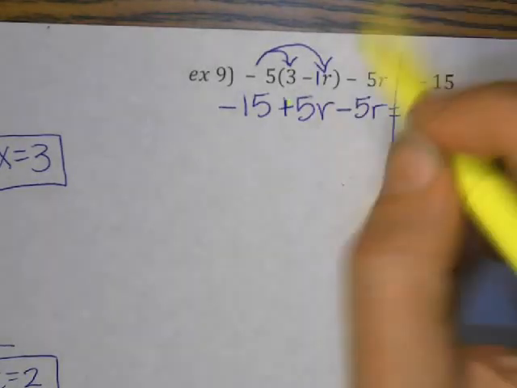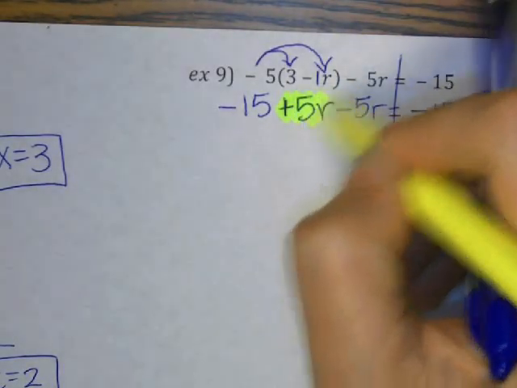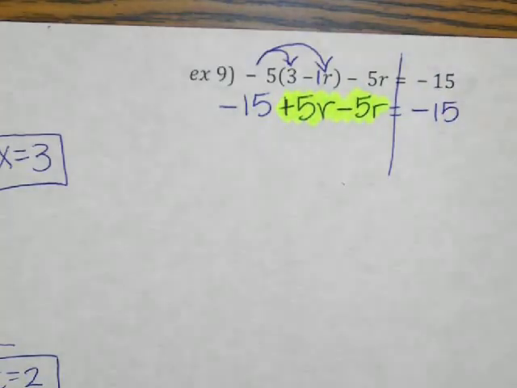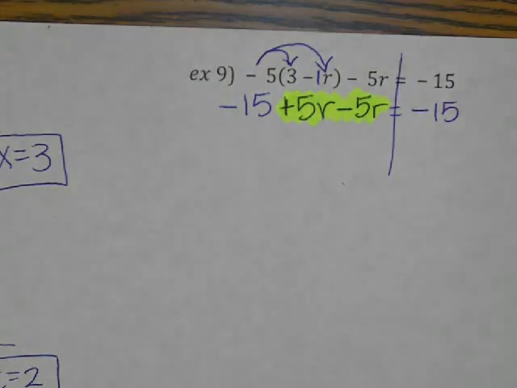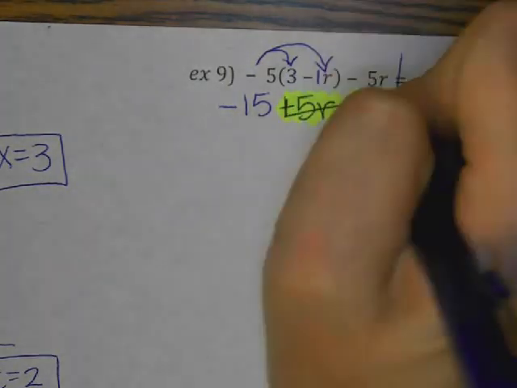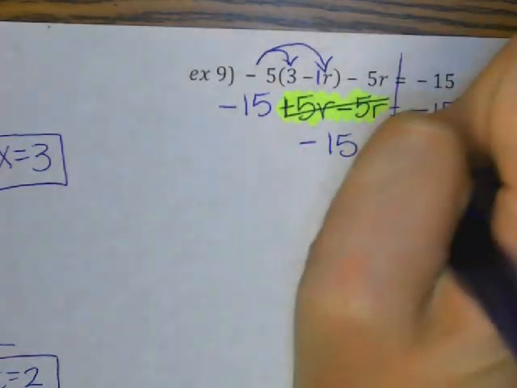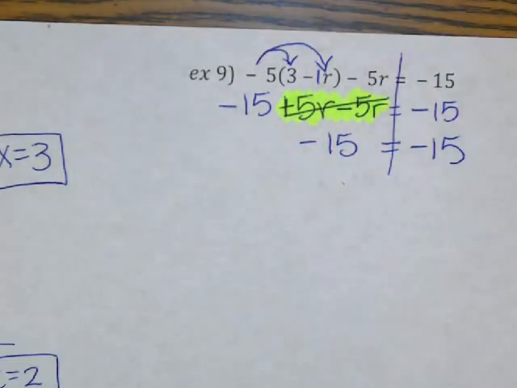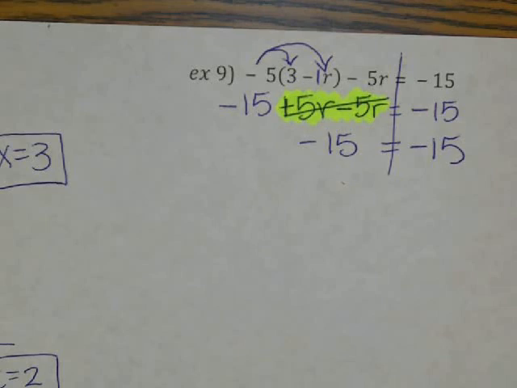There's 5r and negative 5r. What do you get when you have 5r and negative 5r? Well, you get 0. So you get negative 15 equals negative 15. And I actually put this one on here on accident.